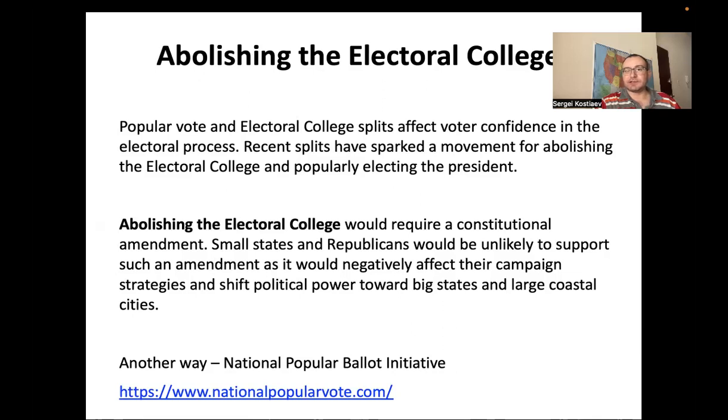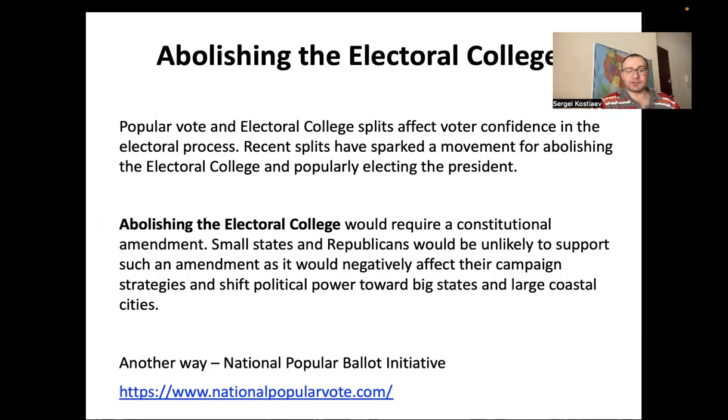There are ideas about what can be done about the Electoral College. One idea would be to abolish it, simple termination of the Electoral College. Since it's mentioned in the Constitution, it would require a constitutional amendment, which is really, really hard to get processed and approved. So constitutional amendments don't happen very often in the United States.